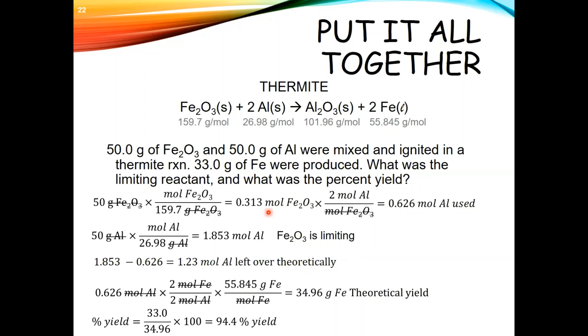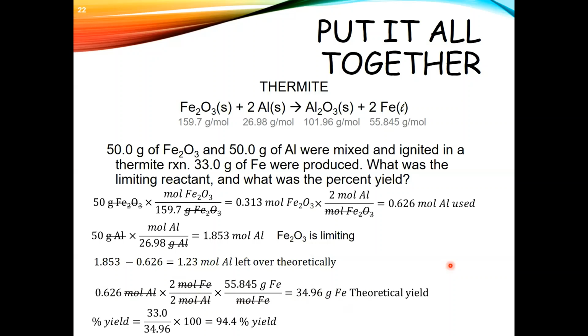Now, some of you might be thinking, well, there's 0.313 moles of iron 203, and there's 0.626 moles of aluminum, so how's your theoretical yield going to be the same if you're starting with different moles of the different reactants? Well, the reason that they're going to be the same is because they have different mole fractions. So not only do they start with different numbers of moles, but they have different mole fractions, and that mole fraction is going to change them each to give this value out at the end.